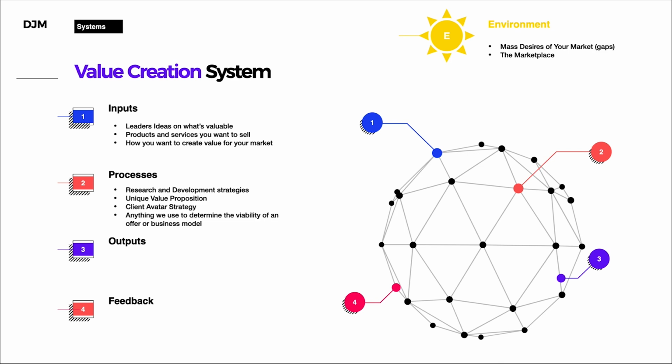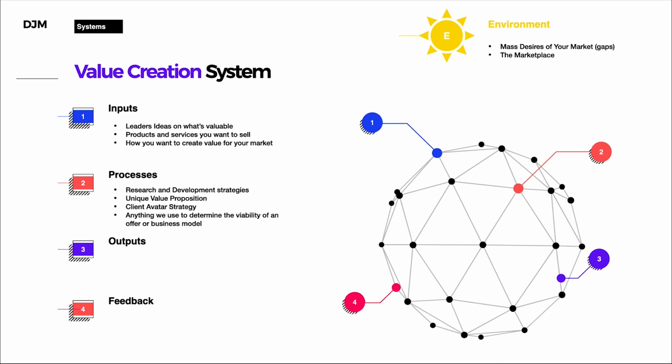The processes of value creation are research and development strategies. So actually going into deciding and understanding, okay, what is it that we're creating and how do we make it better? And we'll get into a little bit of how we do this properly. Your unique value proposition: what is it that sets you apart from other jewelers, from other businesses, from other people as leaders? What is it that sets your value apart? What is it that sets your particular offer apart?